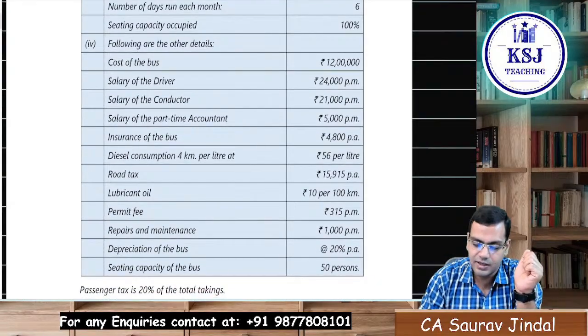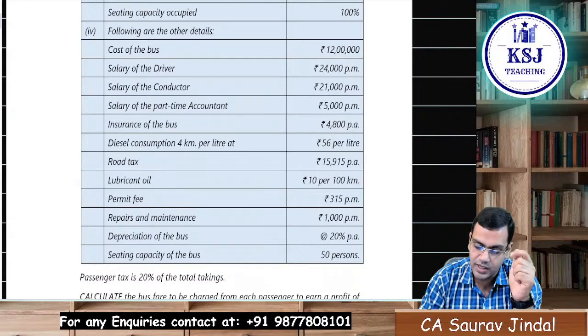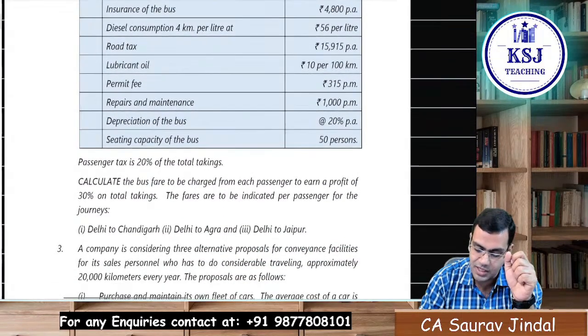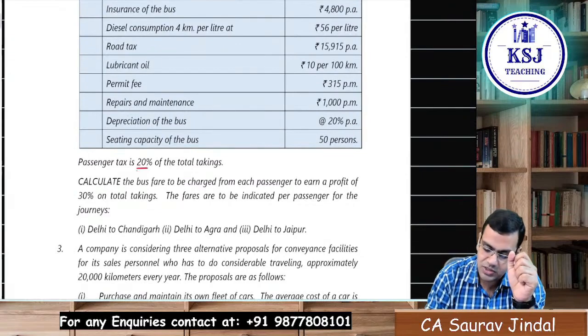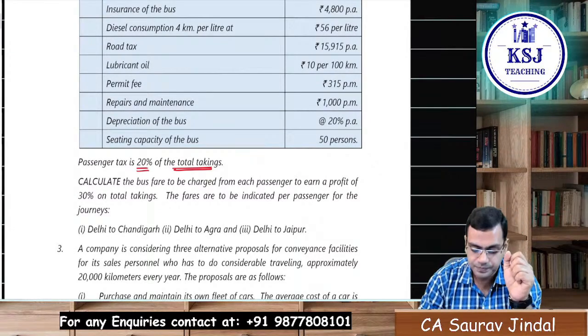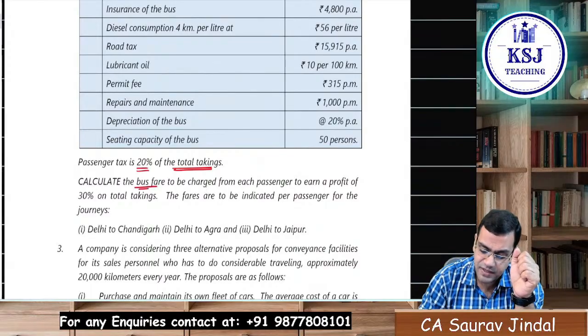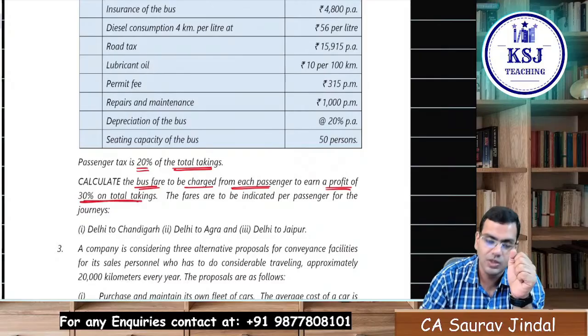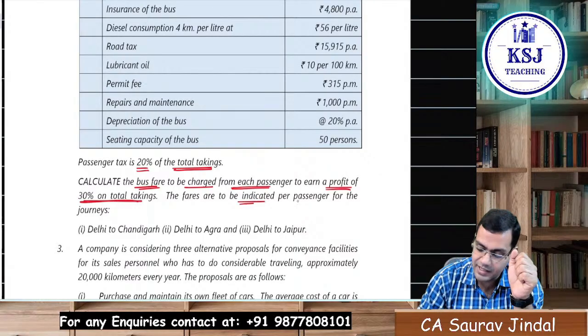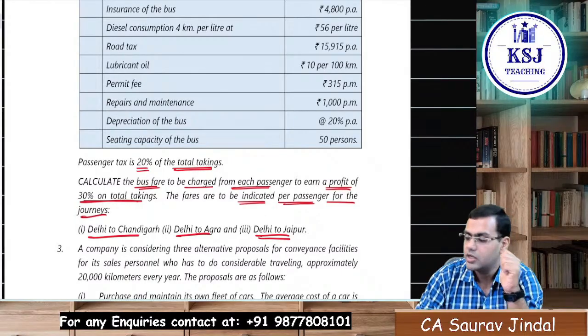The following are the other details. Cost of the bus is given. Salary of driver, salary of conductor, salary of part-time accountant, insurance, diesel consumption is given, 4 kilometers per liter, road tax is given, lubricant oil is given, permit fee is given, repairs and maintenance, depreciation, seating capacity. Passenger taxes 20% of the total takings. Calculate the bus fare to be charged from each passenger to earn a profit of 30% on the total takings. The fares to be indicated per passenger for the journeys Delhi to Chandigarh, Delhi to Agra and Delhi to Jaipur.